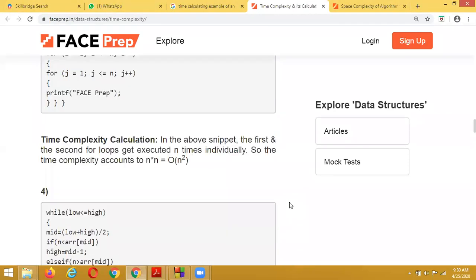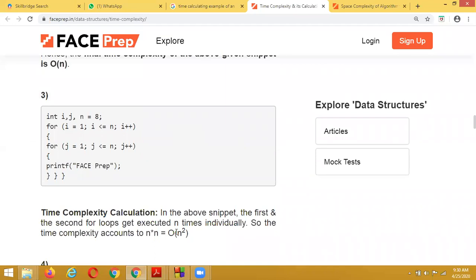And for n square, what do you need to remember? O of n square is indicated when you are using a nested for loop, and a statement is executed n into n number of times. We indicate it as O of n square.